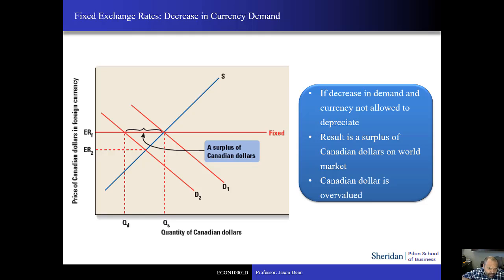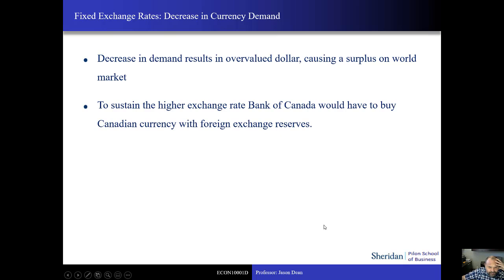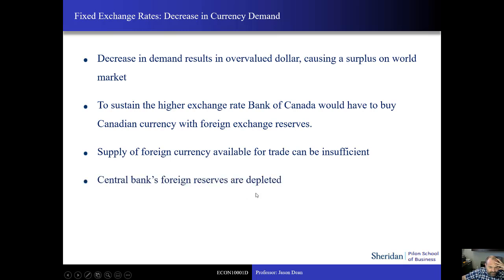The other way around is fine because the government can always print Canadian dollars. However, the money supply would increase. That could potentially impact inflation, and it would get in the way of some of their other policy options. So a decrease in demand would result in an overvalued dollar, causing a surplus on the world market, and the only way to keep that exchange rate fixed would be for the Bank of Canada to buy Canadian currency with foreign exchange reserves, but the amount that they have might be insufficient to keep the exchange rate fixed, and the foreign exchange reserves could be depleted, and it would no longer be able to keep it artificially above the equilibrium value.